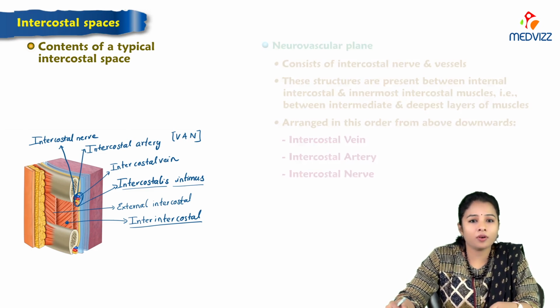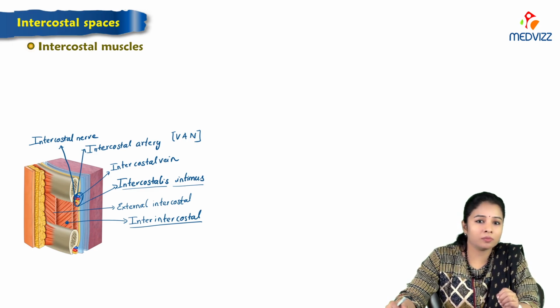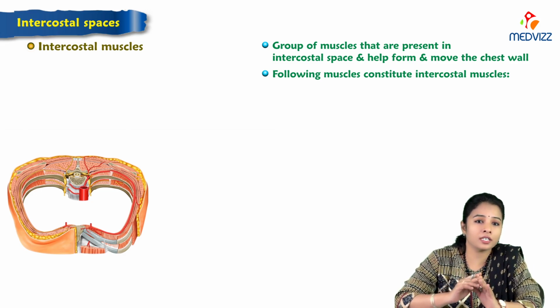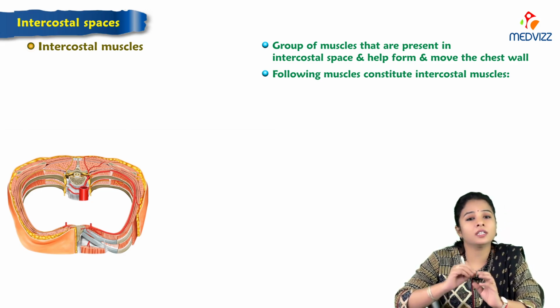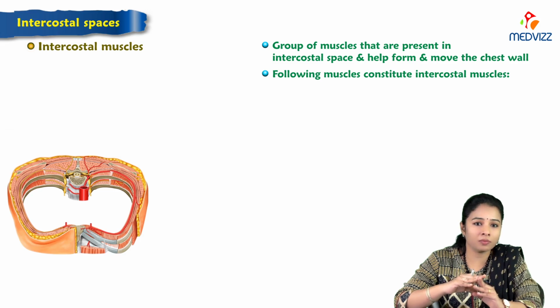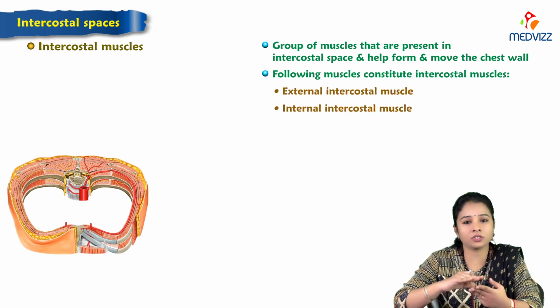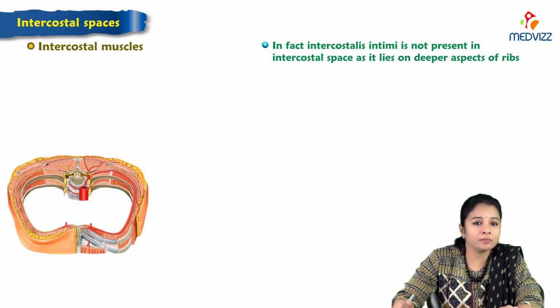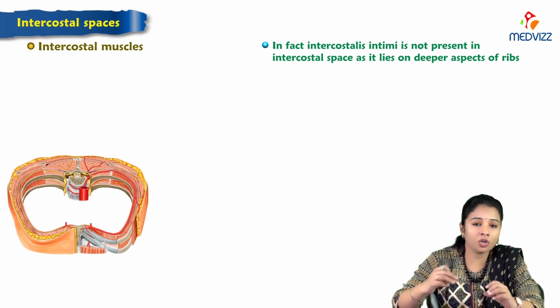So let's talk about the intercostal muscles. Now we know the contents present in the intercostal space: the intercostal nerve and intercostal vessels. Apart from nerves and vessels, we have seen the three sets of muscles: external intercostal, internal intercostal and intercostalis intimus. In fact, the intercostalis intimus is not present in the intercostal space, as it lies on the deeper aspect of the ribs. It is not between the ribs, it is on the deeper aspect of the ribs.